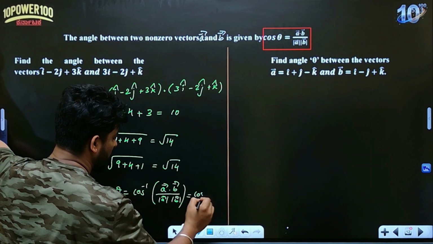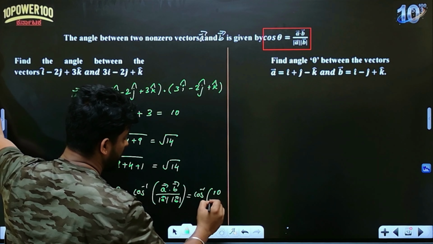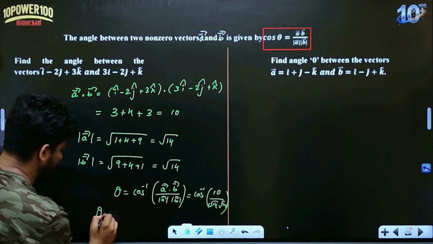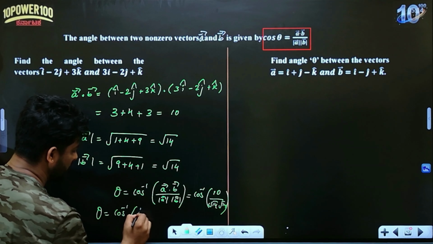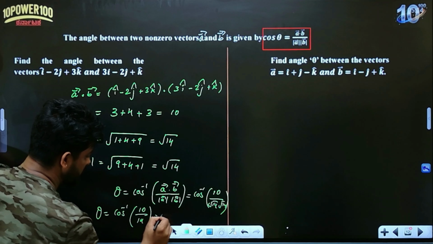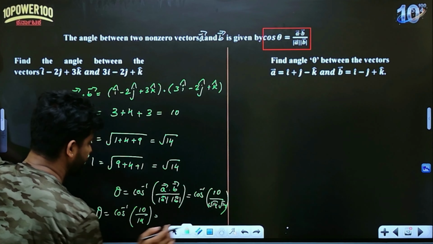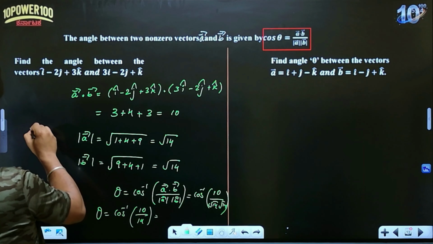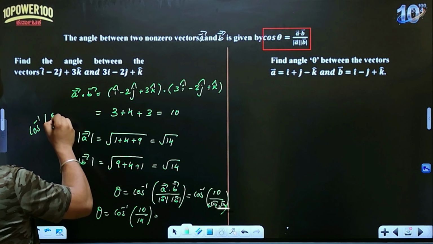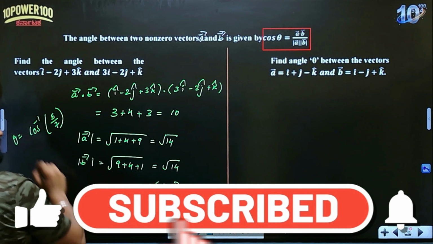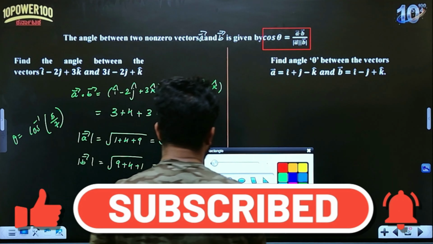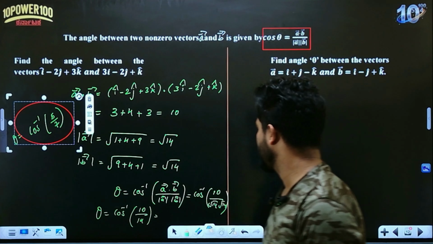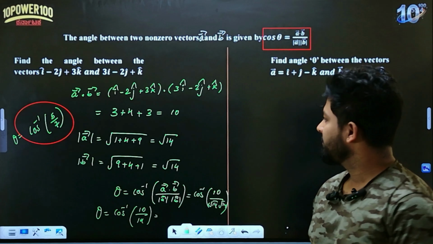So we'll write cos inverse of a dot b, which is 10, divided by root 14 into root 14. So finally theta is equal to cos inverse of 10 by 14, that is nothing but 5 by 7. I'll write here: cos inverse of 5 by 7, so theta is equal to cos inverse of 5 by 7. So this is the final answer. There's nothing to worry, very simple concept. So cos inverse of 5 by 7 is the answer.